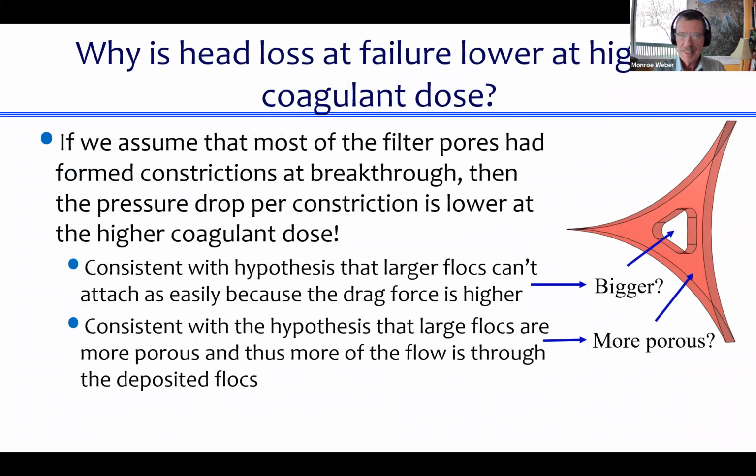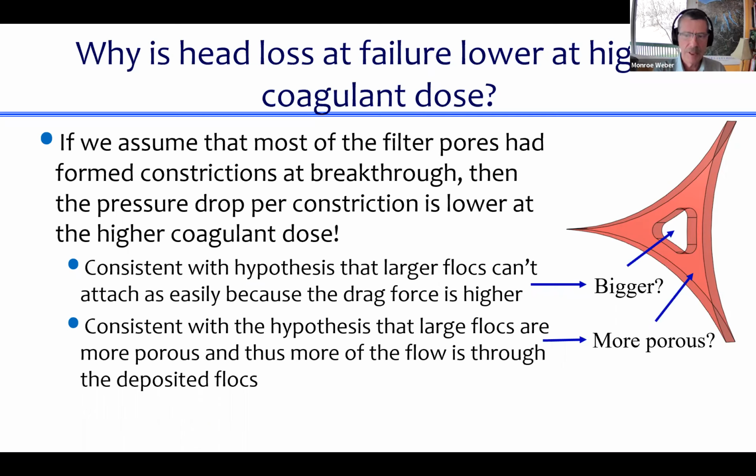So here's another question. Why is the head loss at failure lower at a higher coagulant dose? So remember we saw that result? They added more coagulant and then it failed sooner. So if we assume that most of the filter pores had formed constrictions at breakthrough, then that means that when they added more coagulant, the head loss per constriction was lower, because the head loss was lower when the filter failed.